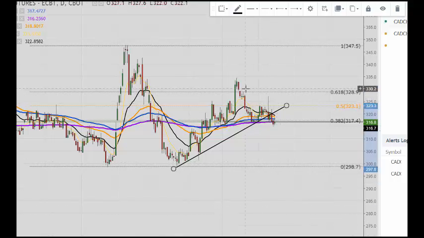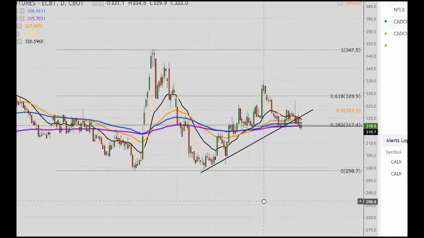Now, how do we know that? Well, our profit objectives on head and shoulders are always from the top of the head down to the neckline. So the top of the head here is 335. The neckline here is 315, so that's a 20-cent move here from 335 to 315. We simply deduct that 20 cents from the neckline to give us our projected profit target, and that's going to be down here at the 295.